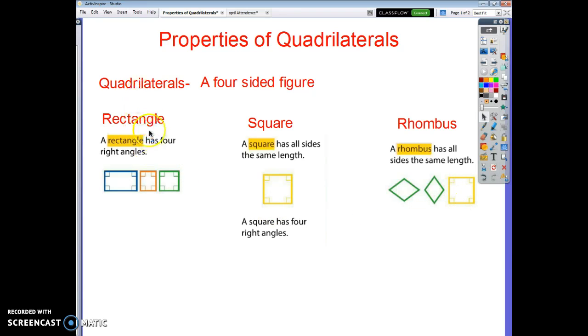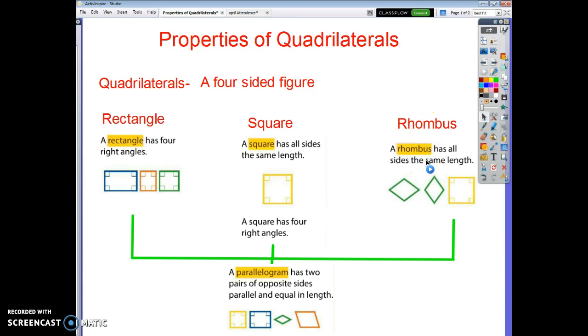Now, rectangles, squares, and rhombuses are all parallelograms. And a parallelogram has two pairs of opposite sides, parallel and equal in length. That is the definition of a parallelogram. So we've got rectangles, squares, rhombuses, and parallelograms.